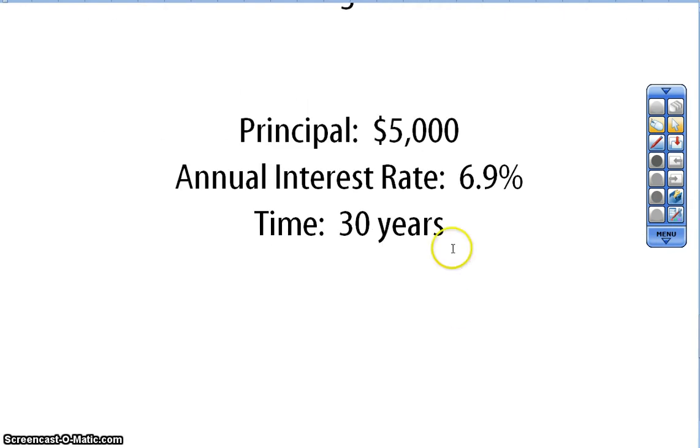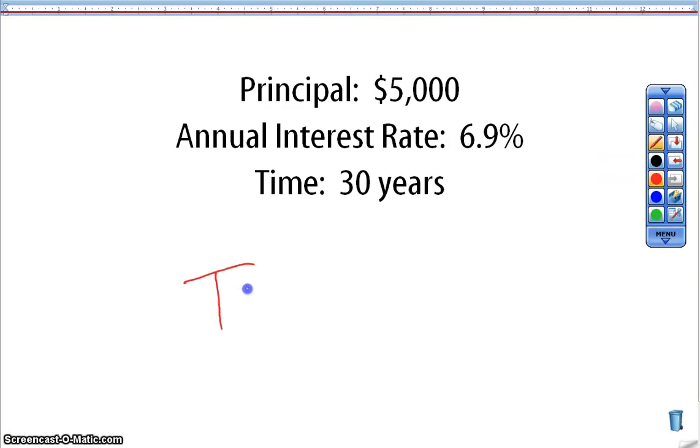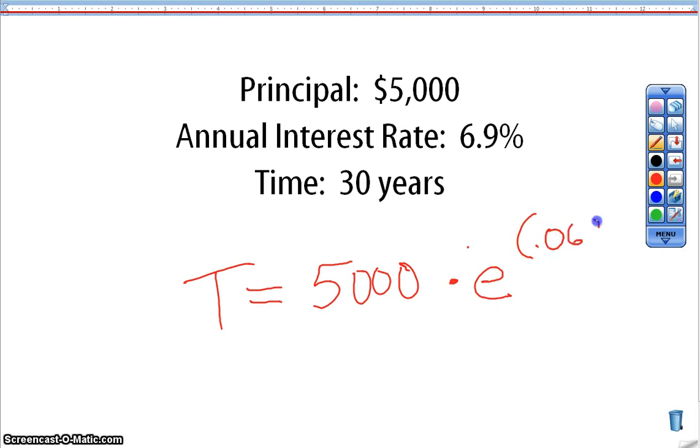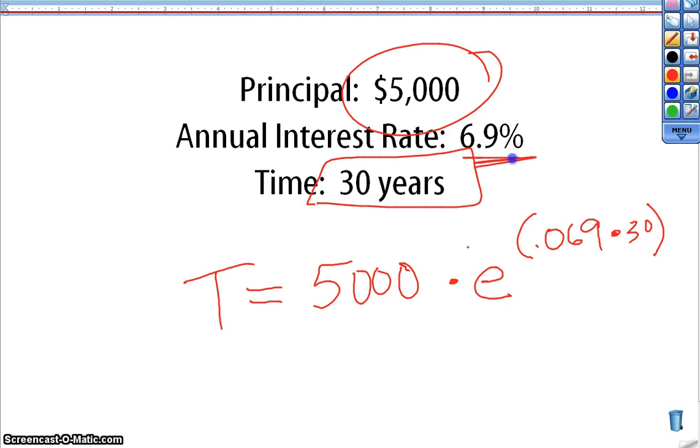All right, so the question says, find the amount in a continuously compounded account for the given condition. So I put in $5,000. So my total amount is going to be my principal, $5,000, times e, and then my rate is 6.9%, which is really 0.069, and then times 30 years. So the question is, if I put $5,000 in an account that's compounded continuously for 30 years at this rate, how much will I have at the end of 30 years?